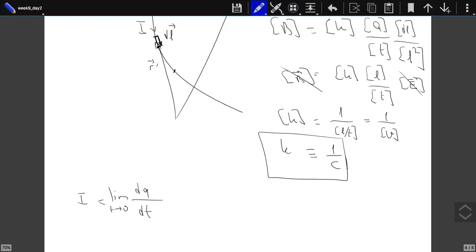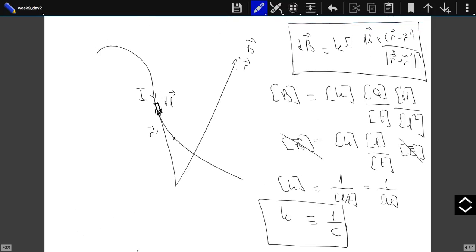Now, I'm stressing this because if you remember in the beginning, I said that statics means that there is no change in time. So the time derivatives will disappear. They will all be zero. But in this case, dq by dt is not the time derivative. So that's why it need not be zero. This is how we define I.